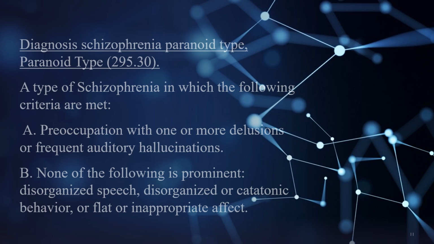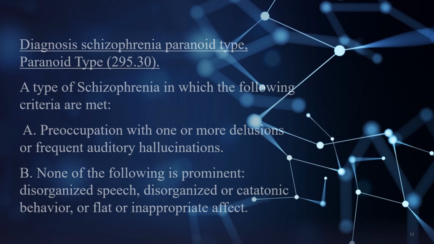So, diagnosis: schizophrenia, paranoid type, a type of schizophrenia in which the following criteria are met: a preoccupation with one or more delusions or frequent auditory hallucinations. We already know he's having frequent auditory hallucinations, and he believes the televisions are talking to him. And you will see none of the following is prominent. He had no disorganized speech. He wasn't catatonic. His affect was not flat or inappropriate.